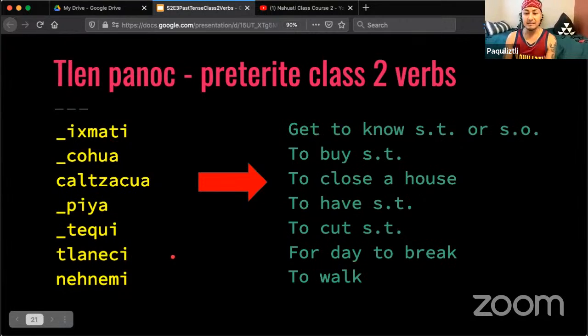Okay, and this is what they mean, in case you want to go back and say, oh, I didn't understand from the picture what it meant. You could go back and read this. This ST means something and this SO means someone. So ishmati, to get to know something or get to know someone. Kowa, to buy something. Caltzacua, to close a house, etc., etc.